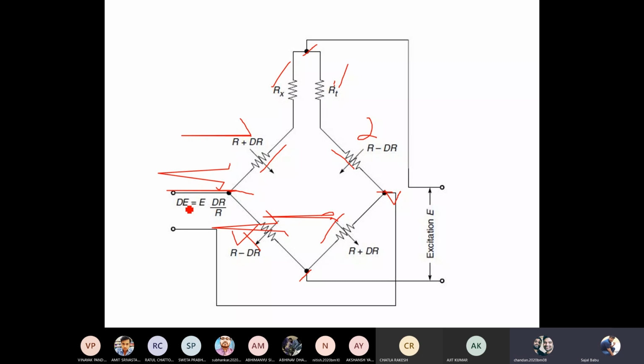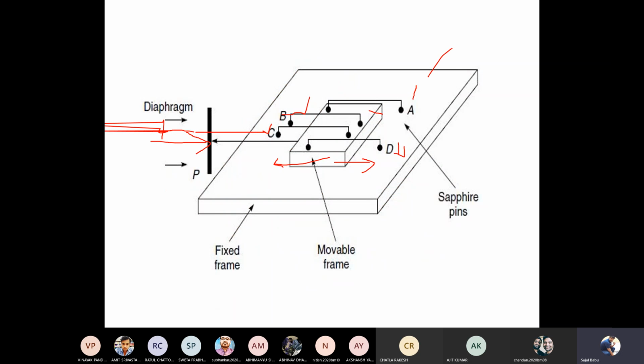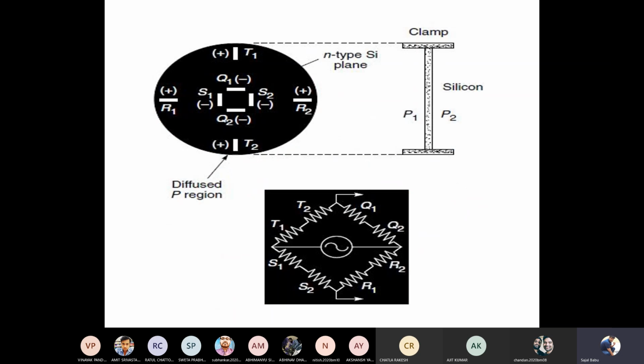So this is how the strain gauge works, and this strain gauge is called an unbonded strain gauge. Okay. So now let us move into the second one, the bonded strain gauge. There is another one about this, but I am not discussing that. So let us discuss this one.